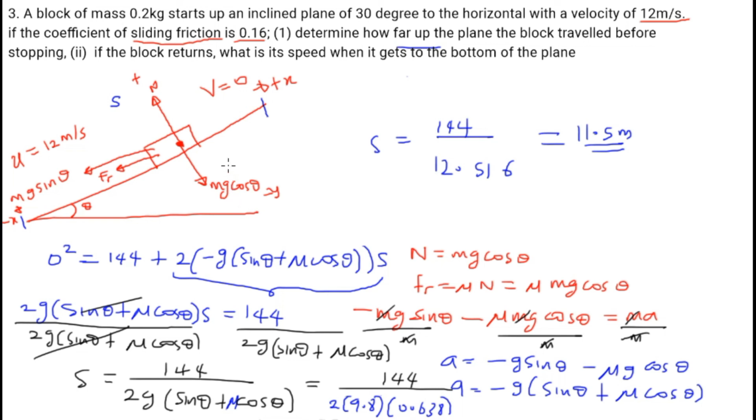So for the second problem, if the block returns, what is its speed when it gets to the bottom of the plane? The only difference here is that if the object returns, that means the object now slides down the inclined plane, and if the object now slides down the inclined plane, it means the frictional force will be up the inclined plane. So the only difference is just the direction of the frictional force.